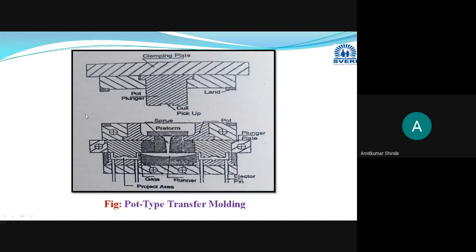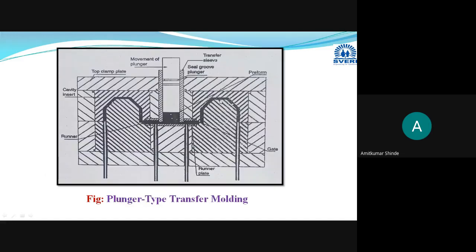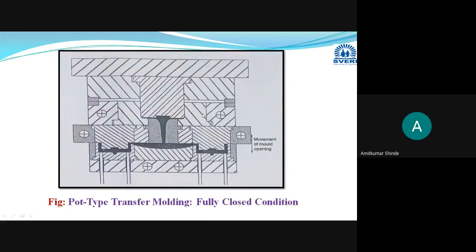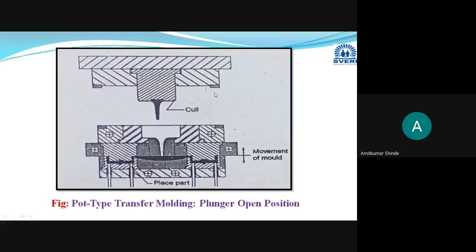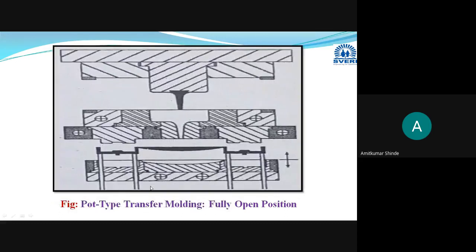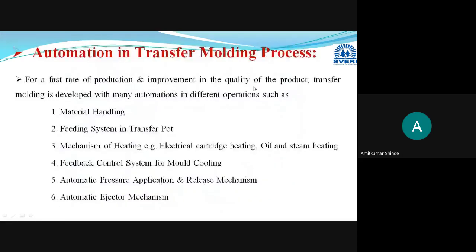Then the pot type transfer molding process, different stages, the mold positions. This is the initial stage, mold is open. This is plunger type. Then the pot type, fully closed condition. Then partial open position, this is the plunger open position, you can say. And this is the fully open position. Here the molded part is separated. Generally, it consists of a three plate mold.